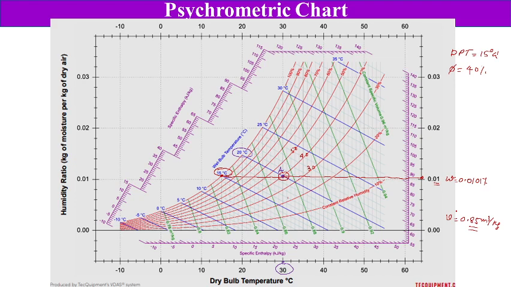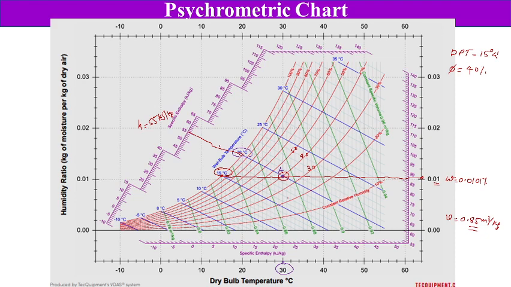1.17. Specific volume is given. Then specific enthalpy, if we extend this point to this somewhere here, so this is 50, 55, 60. So if we extend this, the enthalpy H is equal to 55 kilojoules per kg.